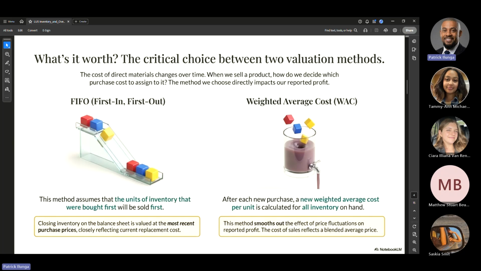It's quite simple. And by the way, these would have a direct impact on how we report our profits. They would have a direct impact, right? So, the closing inventory on the balance sheet is valued at the most recent purchase prices. That's first in, first out. That makes sense, right? First in, it's the one that is coming out. So how we value the closing inventory on the balance sheet would always be related to the most recent purchase prices.